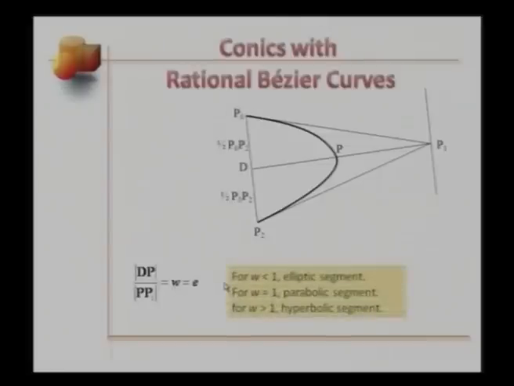Clearly, from the definitions that we have seen previously, for values of W or eccentricity smaller than 1, we get an elliptic segment. For W equals 1, we have a parabolic segment, and for values of W greater than 1, we get a hyperbolic segment. In a sense, all one would need to do is specify P sub 0, P sub 1 and P sub 2 arbitrarily and set different values of W to get different conic sections.